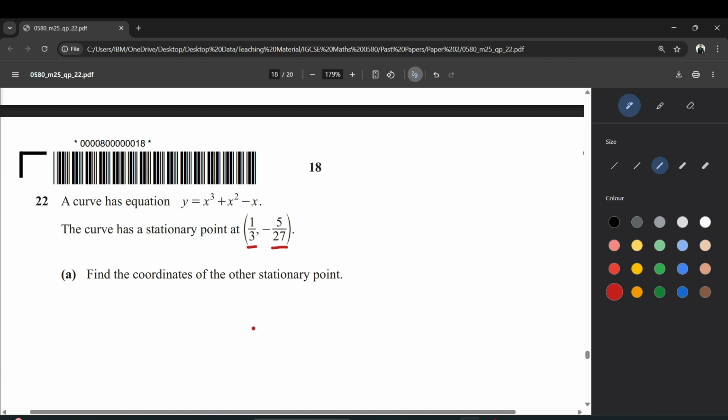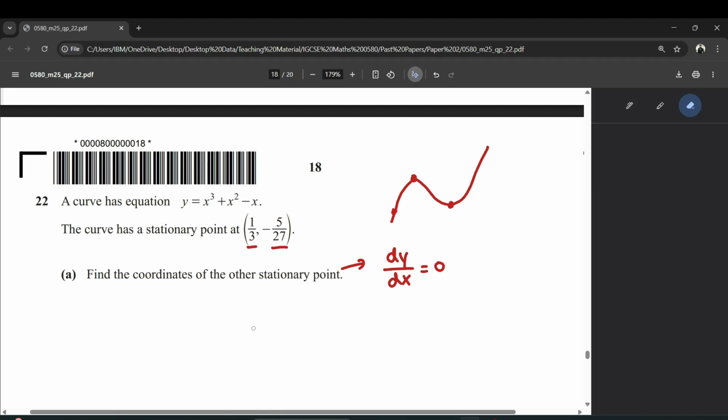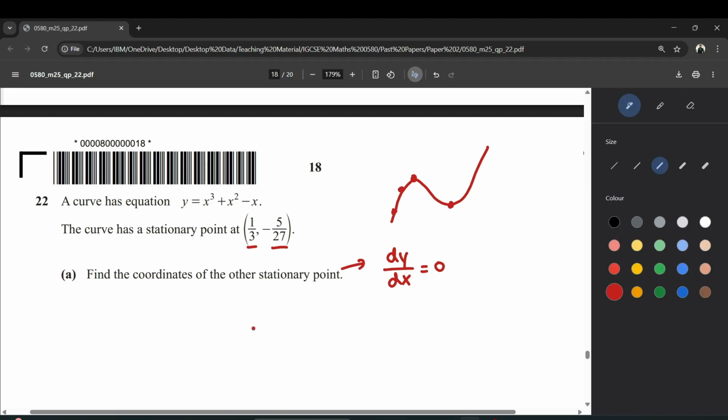the most important information about a stationary point is that the gradient function at the stationary point is equal to 0. Let's say I have a curve, this is a cubic curve, right? So the turning points or stationary points are basically the maximum and the minimum points of a curve. If I draw a tangent at this point, I do have a certain value of gradient. If I draw a tangent over here, I still have some significant value of my gradient.